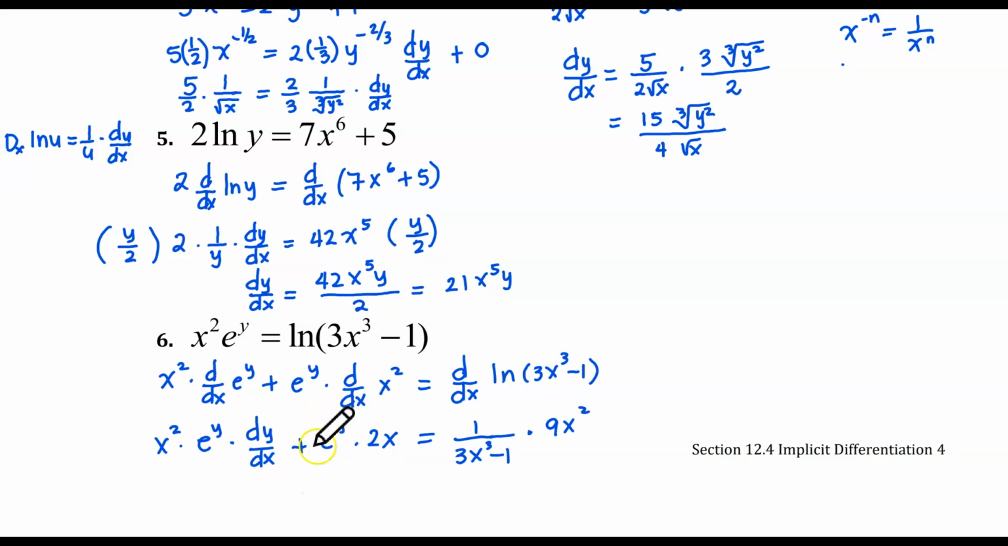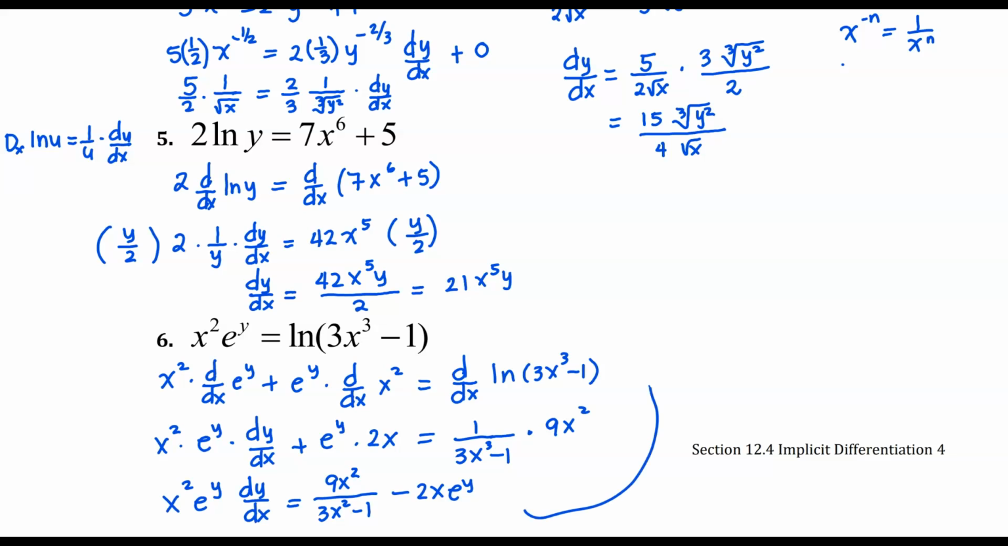So next step is to transpose this on the other side of the equation so we can solve for dy dx. So we try to isolate the expressions in terms of dy dx. So this expression here becomes x squared y squared. Copy dy dx. That is equal to, now this one is 9x squared divided by 3x cubed minus 1. And then this will be transposed on the other side. That is minus 2x e to the y.